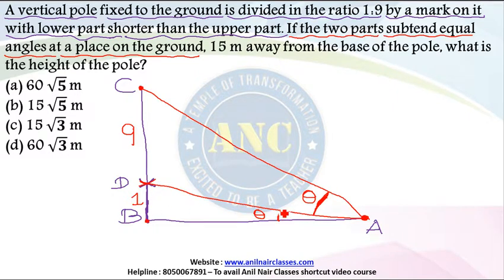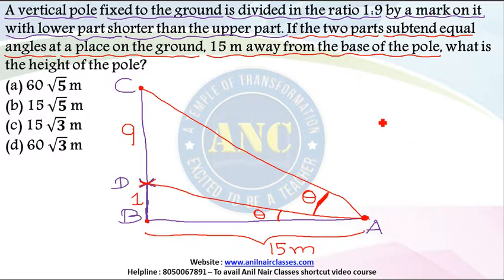They are subtending equal angles 15 meters away from the base of the pole. This BA value according to the question is given as 15 meters. What is the height of the pole? Height of the pole is what we are interested in. Height of the pole is nothing but equal to this entire BC value, right? Entire BC value is what we are finding right now.